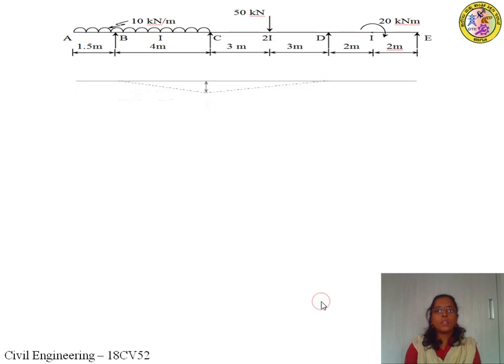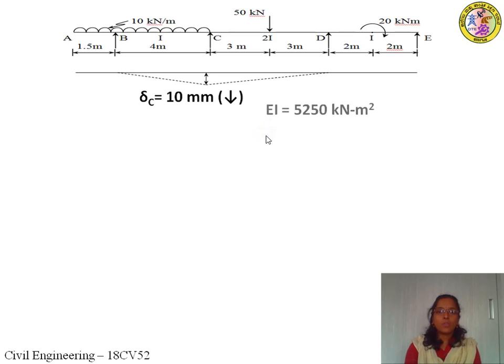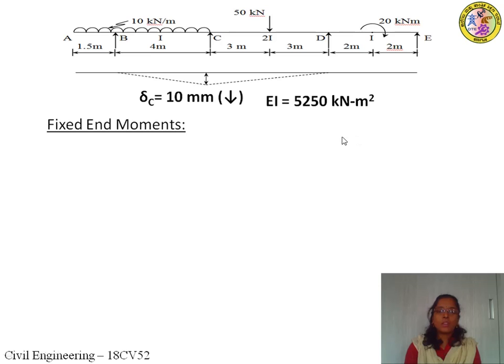Next, it is given that support C sinks down by delta, that is delta C is equal to 10 mm. C is related with the BC and CD members. So C sinks down by 10 mm, and we have to consider this value while calculating the fixed end moments. So the first step is to find the fixed end moments. Let us take the value of EI, which is 5250 kilonewton meter square.